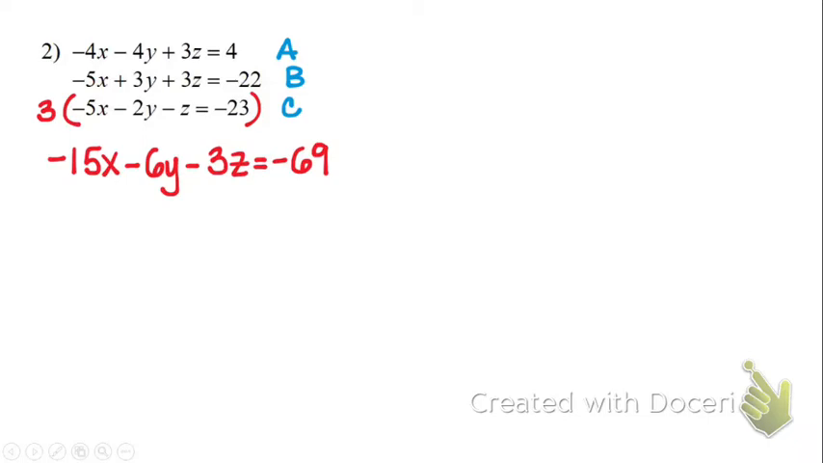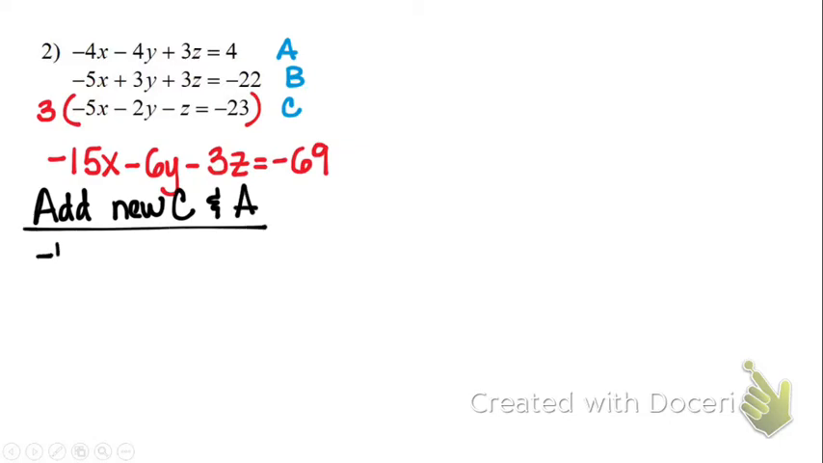Because we have opposites. Does everyone notice how we have an opposite here? See, we have a negative 3z and a positive 3z. So we're going to start by taking this equation, and I want you to add it to A. Let's add the new C and A together. So I'm going to take that new C, which is negative 15x, and then I'm going to add that to A.